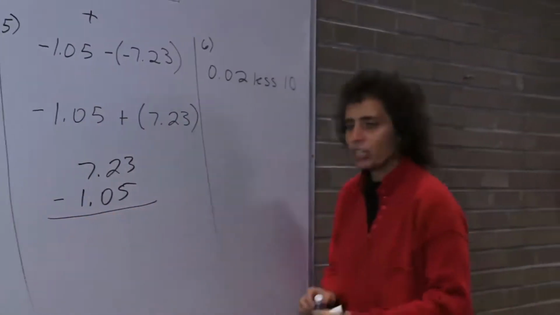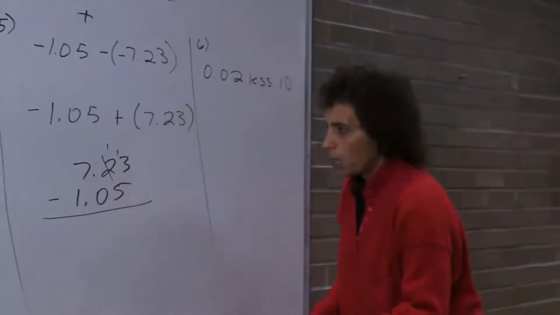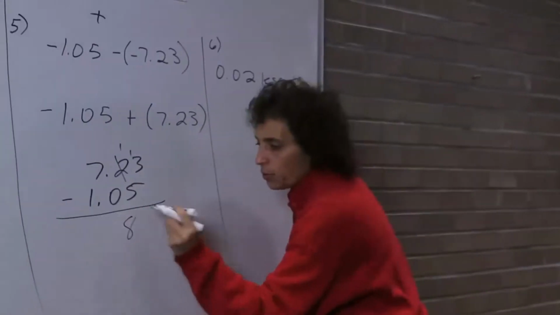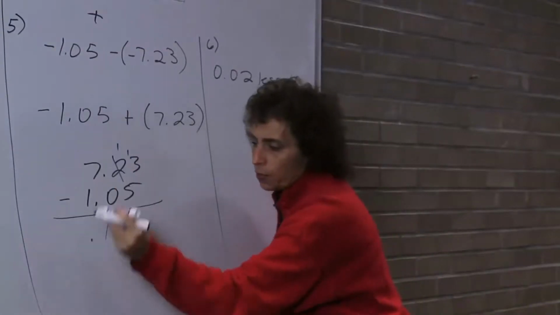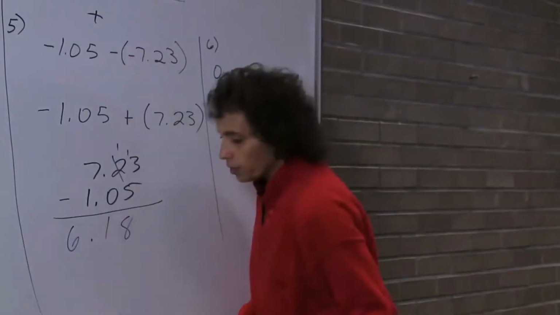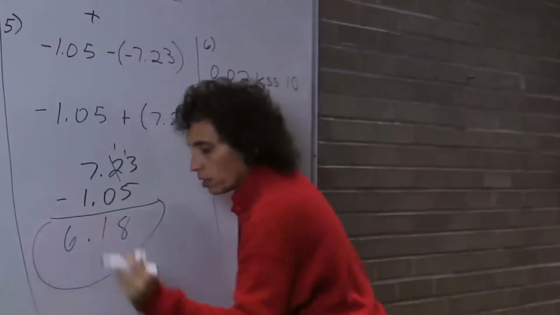Line up your decimals, that's most important. Okay, we're going to have to borrow. It's okay. I'll borrow. This is 13 minus 5 or 8. 1 minus 0 or 1. 7 minus 1 is 6. And again, it's positive. So positive 6.18. Okay?